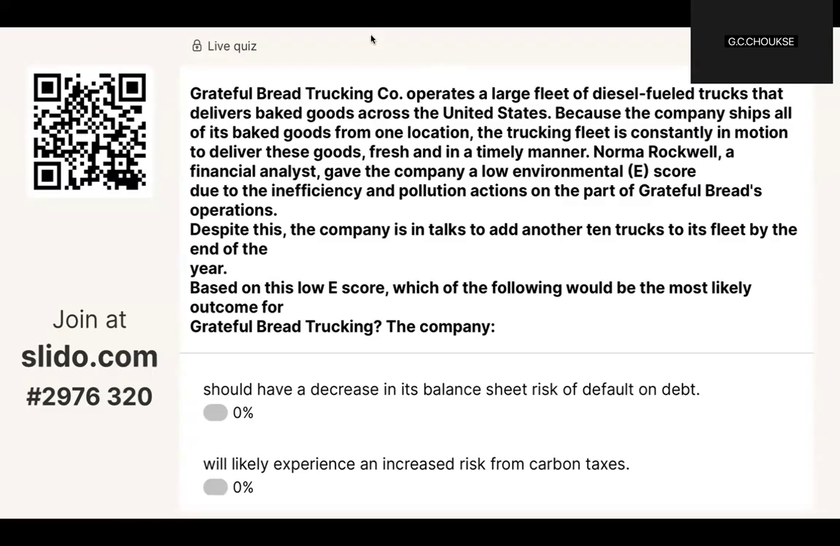Despite this, the company is in talks to add another 10 trucks to its fleet by the end of the year. Based on this low E score, which of the following would be the most likely outcome for Grateful Bread Trucking? The company should have a decrease in its balance sheet risk on default on debt, will likely experience increased risk from carbon taxes, should receive a lower cost of debt financing for expanding its truck fleet.